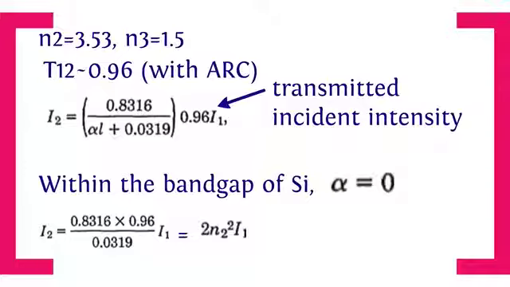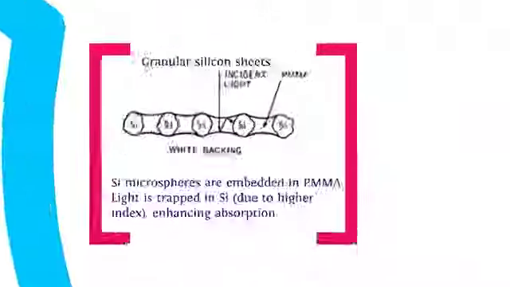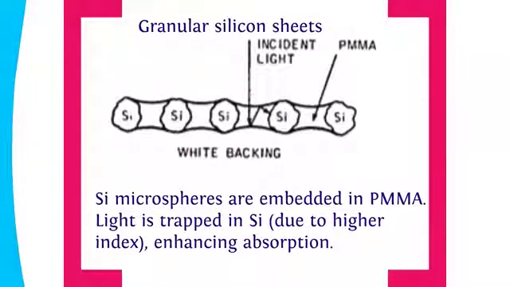Now within the band gap of silicon, we can set alpha as 0. It's all very small. So this disappears and you get this expression. And that is simply 2n2 squared times I1. If you multiply it all out, you'll get the same thing. The intensity inside the silicon is enhanced by, as we saw, 2n2 squared. Using that idea, with the granules, 2 things happen, just so we can conceptualize it.